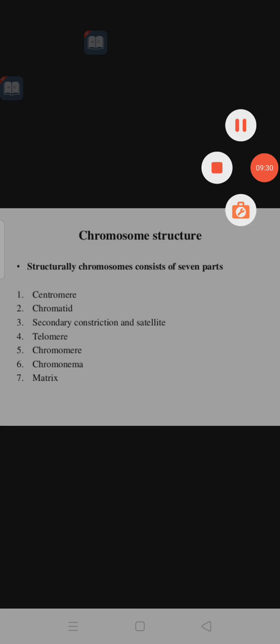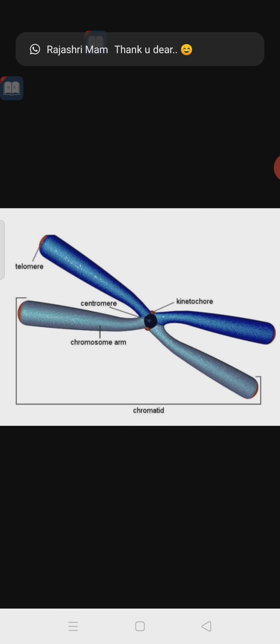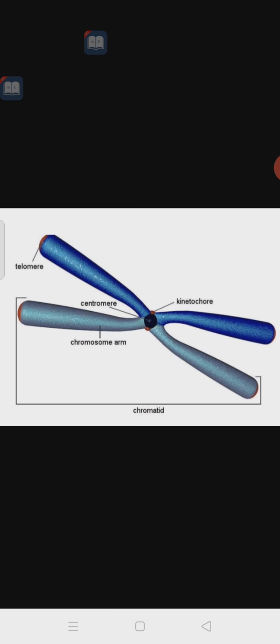Chromosome structure. Here you have to study the structure of the chromosome and what parts it consists of. This is the actual structure of the chromosome. In the center, the centromere is present. Again, the protein covering we call the kinetochore, or the centromere we call the kinetochore. Chromosome arms are the chromatids. The arms of the chromosome are nothing but the chromatids. 4 arms are there, 2 pairs are there, that we call the chromatids, the arms of the chromosome.